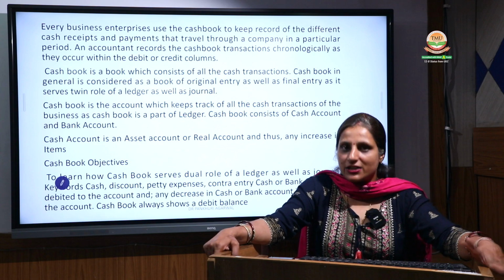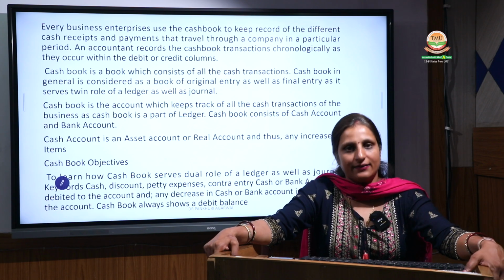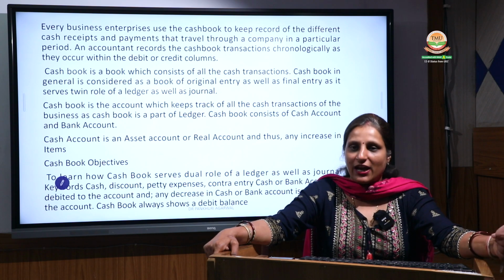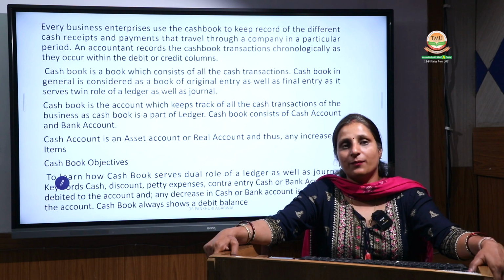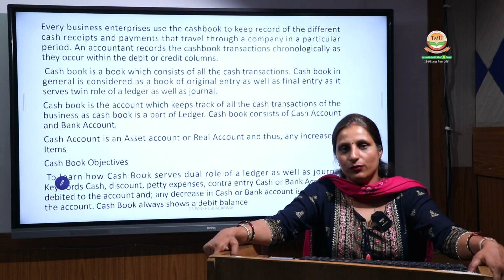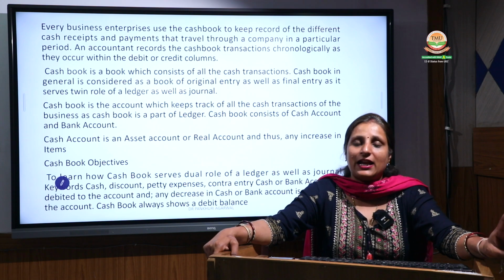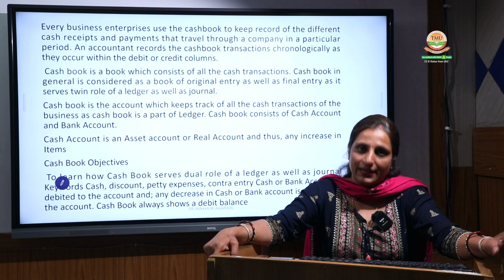Cash book, like a ledger, has two sides. One is the debit side, another is the credit side. When any type of cash is received by you, for example, I am receiving cash from Mr. Sohan, what entry do you make? Cash account debit to Sohan account. So when you receive any type of cash from anybody, you will post the entries on the debit side.